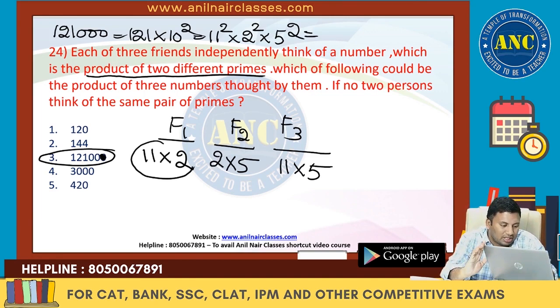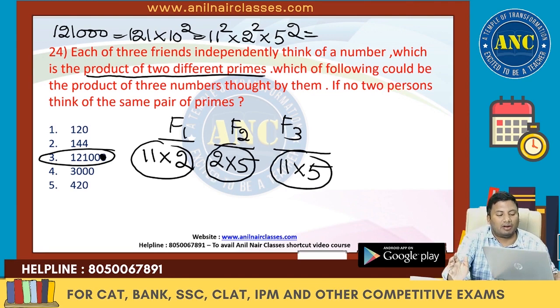Each one is thinking about a number which is nothing but a product of 2 different primes. It is only 1 zero, sir. 2 zeros. 1 zero is eliminated.